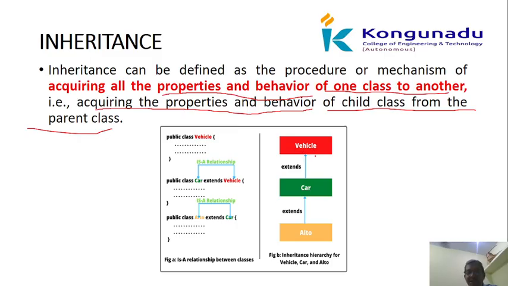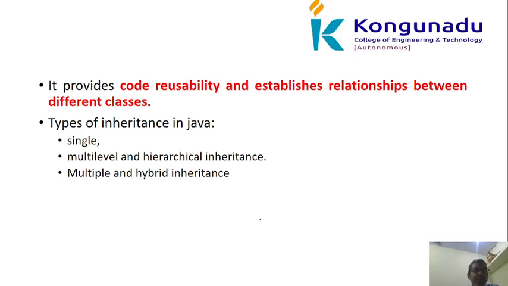The vehicle is the parent class that will be extended by the car, as one of the car properties has been given. So the inheritance hierarchy is vehicle, car, and then Alto. Alto is one of the car varieties. Okay. It provides good reusability and establishes the relationship between the different classes. There are several types of inheritance: single inheritance, multilevel, hierarchical, multiple, and hybrid. Here multiple inheritance is not possible. It's a type of inheritance, but in Java we are not using multiple inheritance. Why, let us see in a later session.